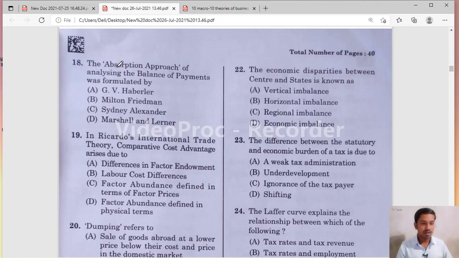Then question number 18. The absorption approach of analyzing the balance of payments was formulated by option A Haberler, option B Milton Friedman, option C Sidney Alexander, option D Marshall and Lerner. Yes, here the right answer is option C Sidney Alexander.